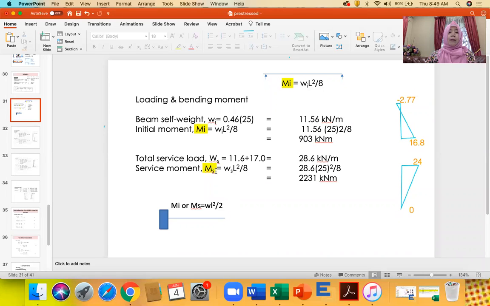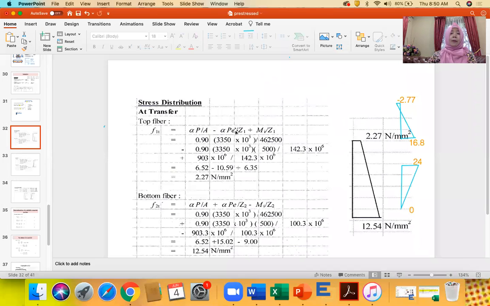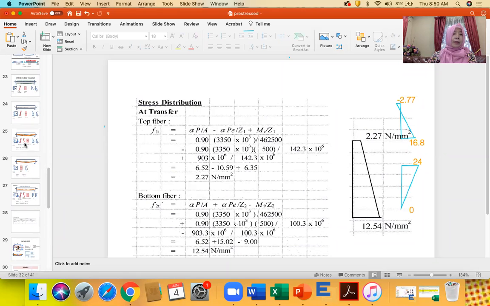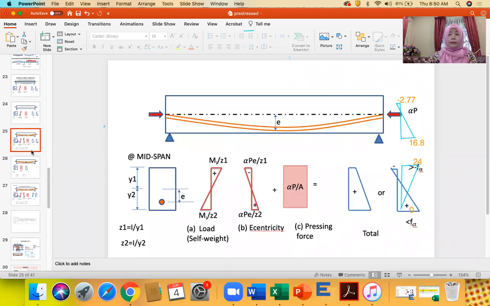For the MS, we need to add the total self-weight and the service load. Service load means unfactored load. So we have here 11.6 and the given service load is 17, so we have 28.6, so we can get the MS. Then we use this formula. How to get this formula? This is from our derivation yesterday.